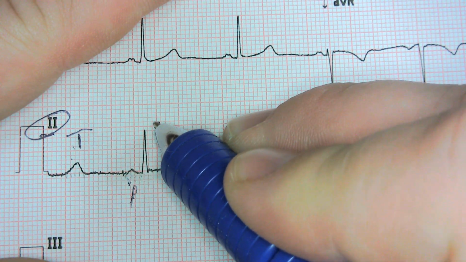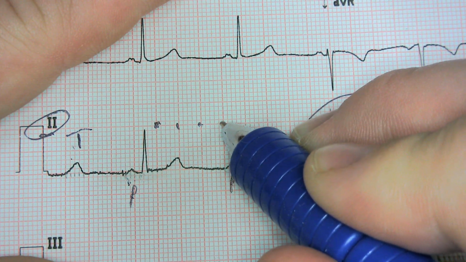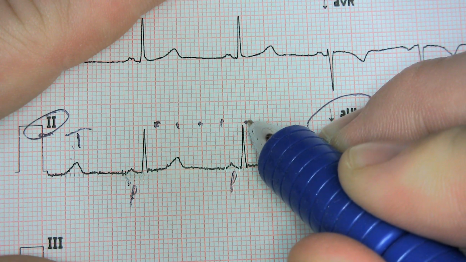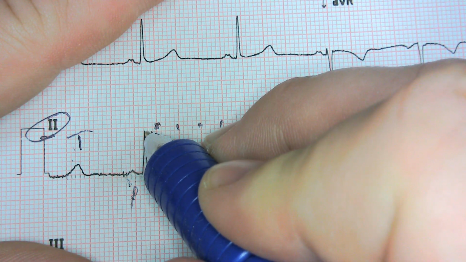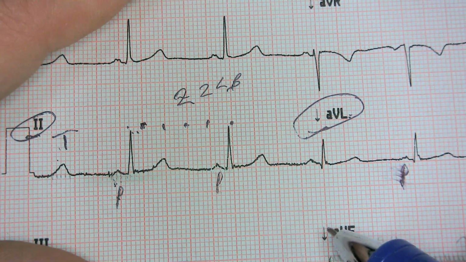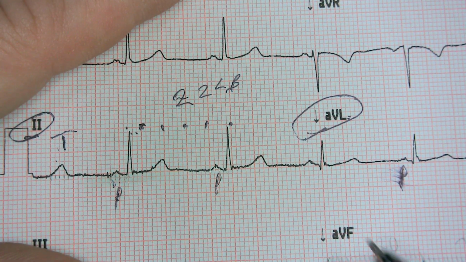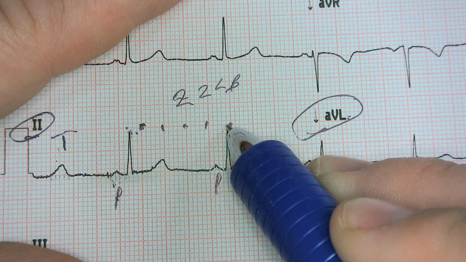So we got 0. We haven't gone anywhere. All right. 5, 10, 15, just shy of 20. So we're actually 19. This is 20, 21, 22. So this is 22 little boxes, right? And we're allowed to be up to 3 little boxes different from the R to R, right? Here's the peak of the QRS. Here's the peak of the QRS.